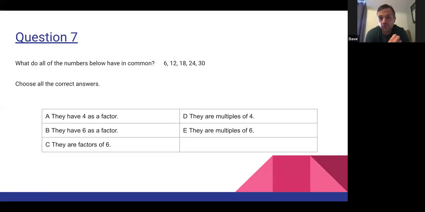Okay? Multiples, I need to multiply. Factors, I need to divide.